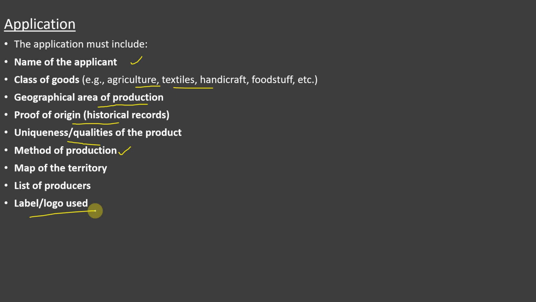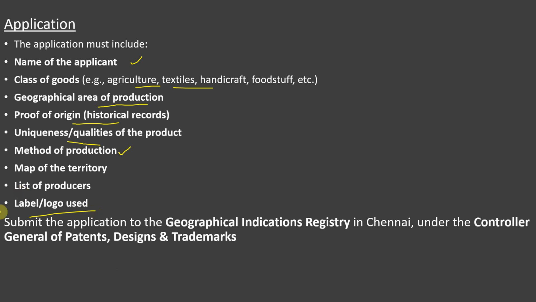So after preparing this application, it shall be submitted in the Geographical Indications Registry, which is located in Chennai under the Controller General of Patents, Designs and Trademarks. So, Controller General of Patents, Designs and Trademarks is the person who is appointed for regulating the registration process.